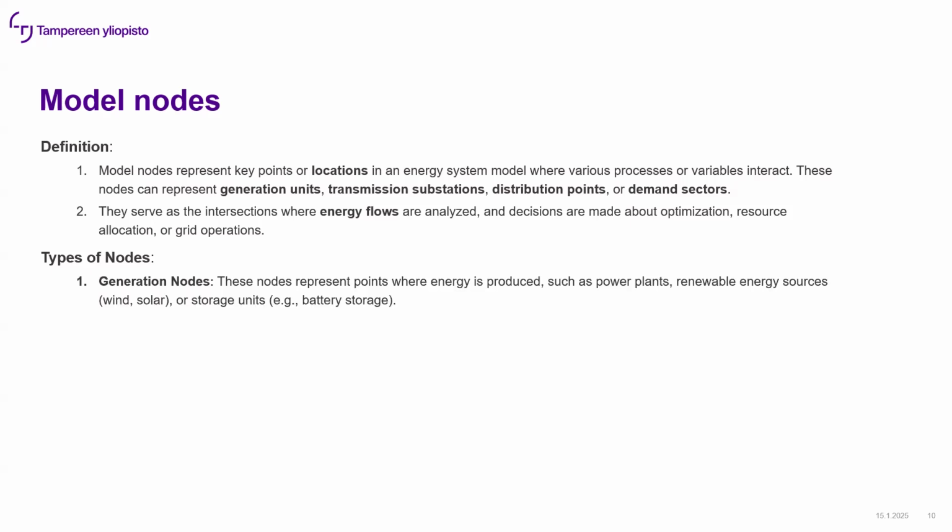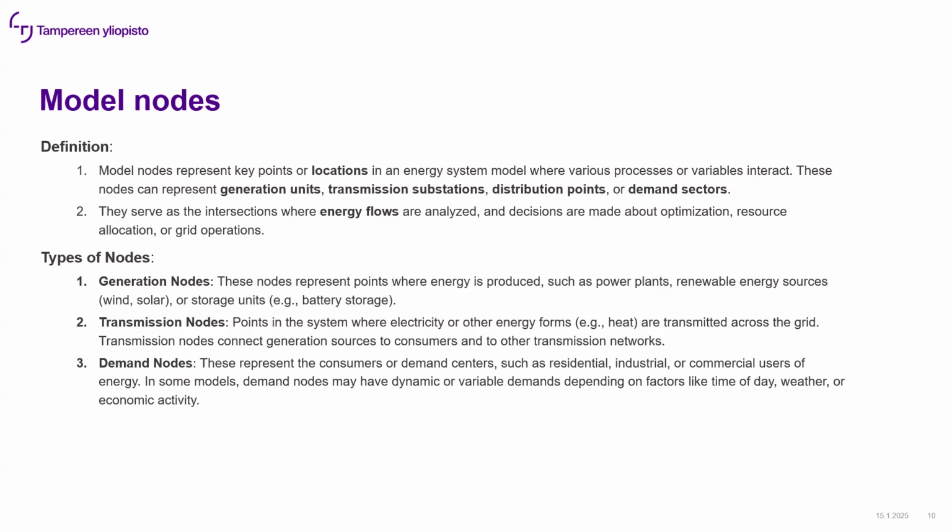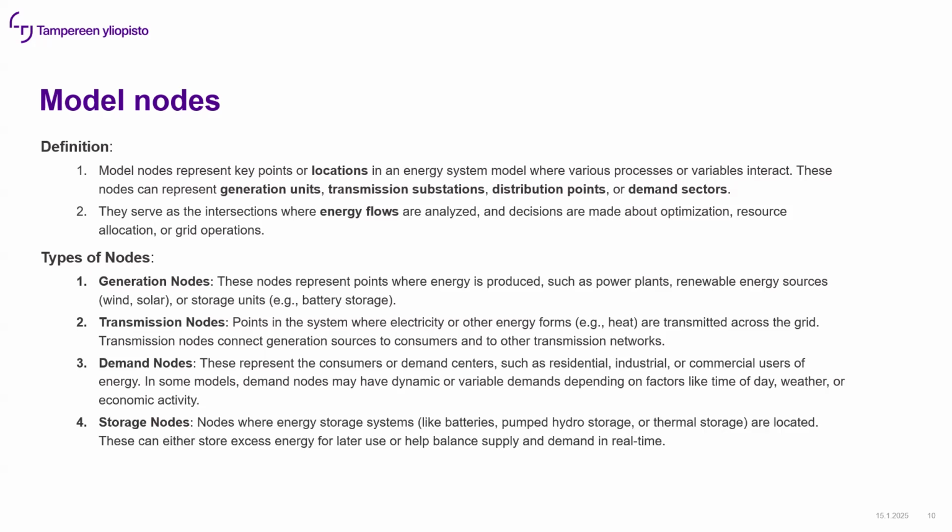So these generation nodes are points where energy is produced, power plants, renewable energy sources, and so forth. Transmission nodes, where electricity or other energy forms, for example heat or gas, are transmitted across the grid, and they connect generation sources to consumers. Then there are demand nodes: consumers or demand centers, residential, industrial, commercial, and so forth. And then there can be storage nodes: storage systems, batteries, pumped hydro storage.